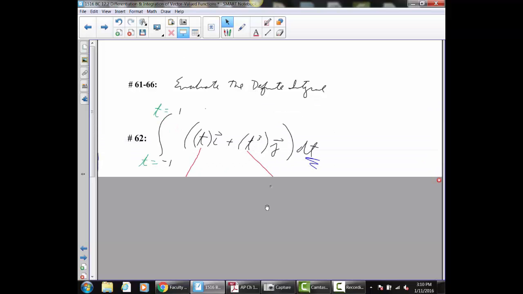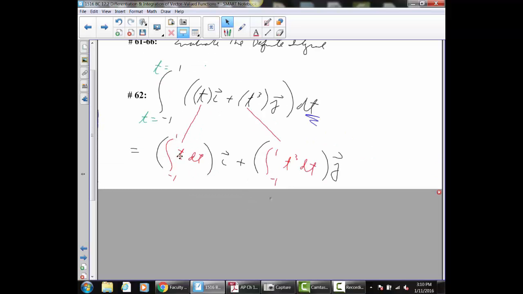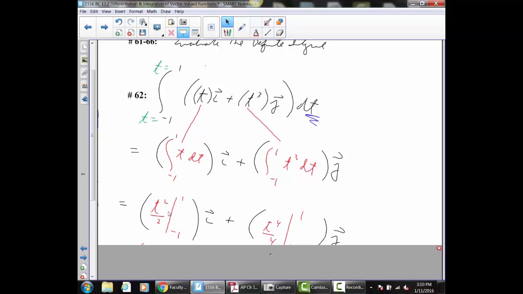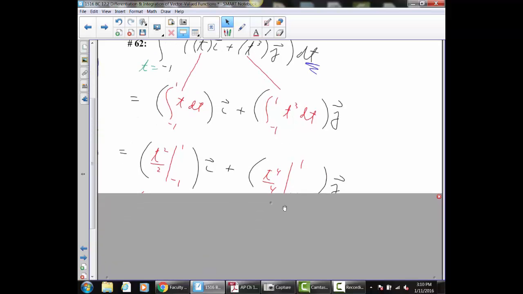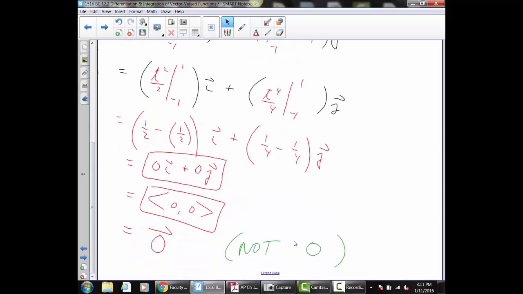Evaluate the definite integral. So for example, the integral from -1 to 1 of t i plus t cubed j dt. Now, you know that it has to be in terms of t because of the dt. So you're going to integrate from -1 to 1 t dt and leave the i on the outside. Same thing, leave the j on the outside. That'll give t squared over 2 evaluated from -1 to 1. This will give t to the fourth over 4 evaluated from -1 to 1. And when you plug that in, you'll get 0i plus 0j, which is the zero vector. Be careful you don't write the number 0, it's the vector 0.